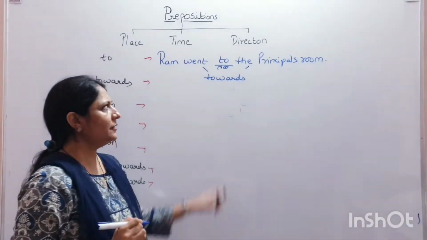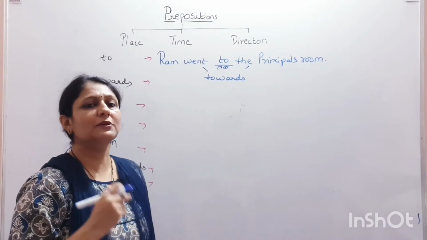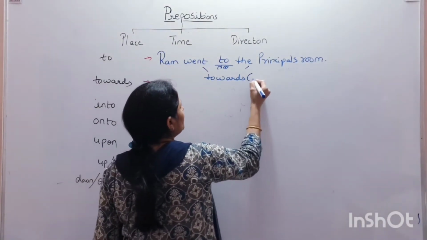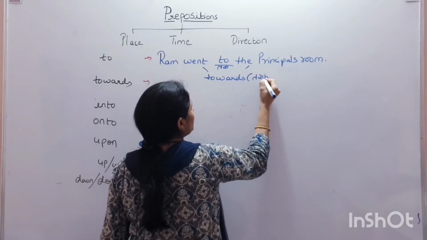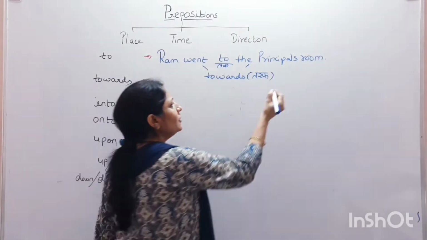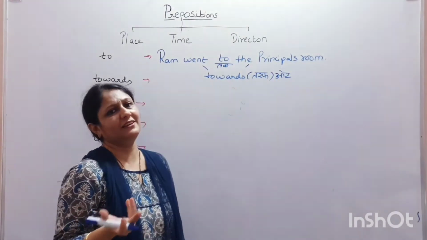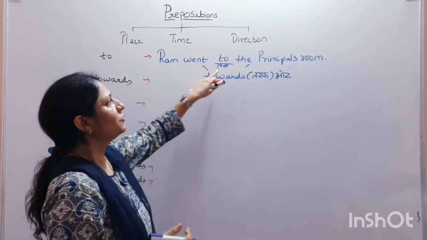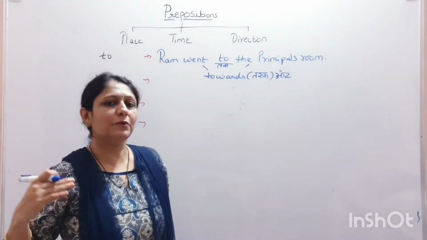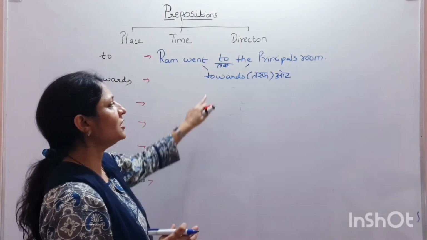Ram went towards the principal room, and this can also be correct, but the meaning is different. When I say Ram went towards the principal room, इसका मतलब होता है कि वो प्रिंसिपल की रूम के तरफ गया, उसकी ओर गया, बट उसके बाद कहाँ गया पता नहीं. सो हियर इसमें वो प्रिंसिपल के रूम तक गया था, वहाँ रुक गया था, लेकिन प्रिंसिपल की रूम की तरफ से कहीं चला गया. देन वी यूज द preposition towards.